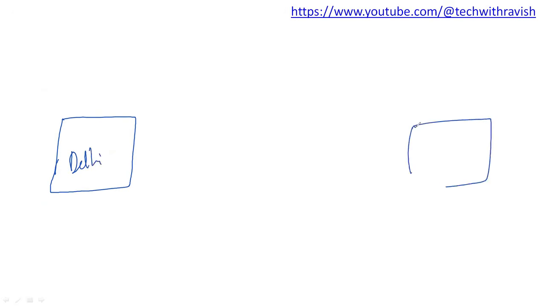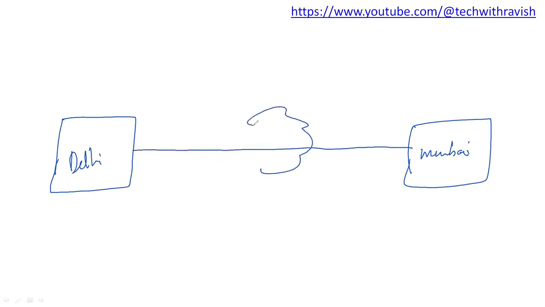Like I told you, you have multiple branches, like this is Delhi and this is your Mumbai branch. And I just want to share the information or resources between them via the open internet. It may be possible that your data can be captured by someone over the internet.